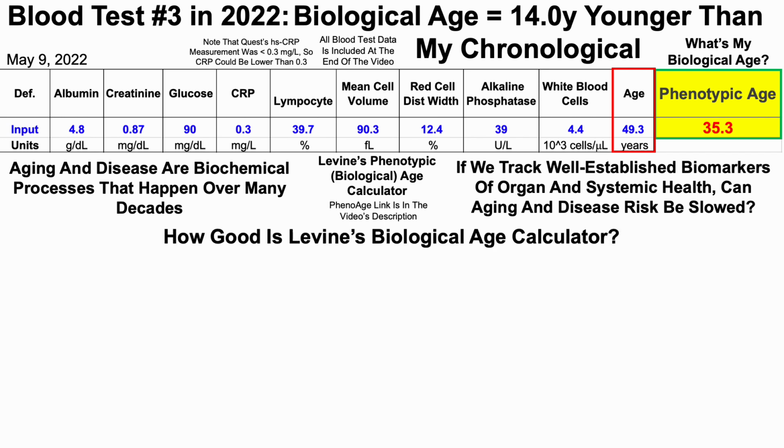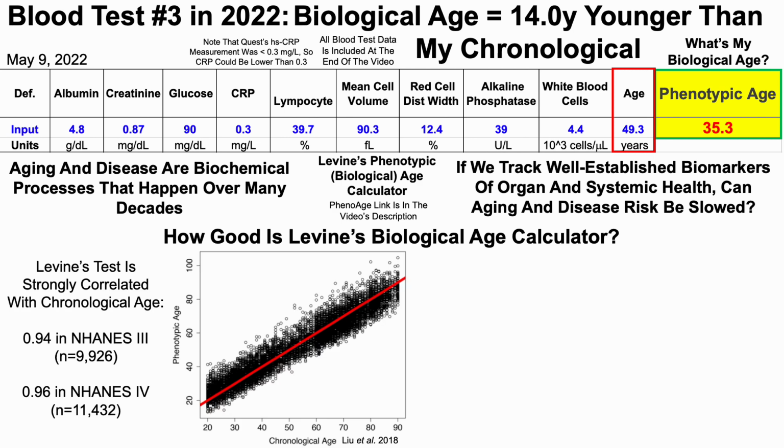So a question that I get a lot is, how good is Levine's biological age calculator? Levine's test is strongly correlated with chronological age, as you can see by the image, where we're looking at phenotypic age on the y-axis plotted against chronological age. And what we can see is an almost perfectly linear correlation between biological age using Levine's test with chronological age. A perfectly linear correlation is a correlation coefficient of 1.0.